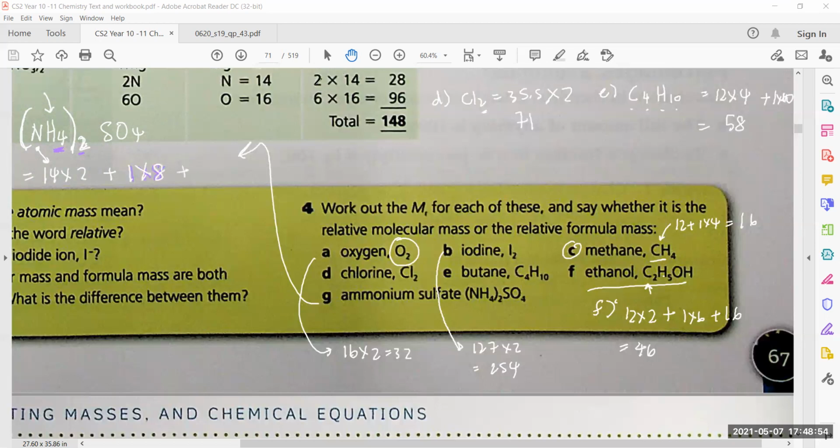And then we have sulfur. Sulfur is 32. And then oxygen is 16, and you have 4 oxygen, so times 4. You just have to add all of this together, and then we have 132. Okay, can you understand?